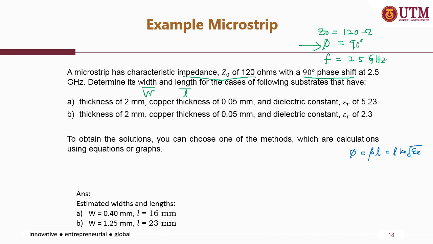Since it is microstrip, you can get the epsilon E by using the equation, and then K0 is the wave number equal to 2 pi F over C. Okay, what else? Don't forget the phase will be in radian. From here you can get the length, and the width, as usual, you can get from the ratio of W over H. Then you can get the W, the width of the structure.